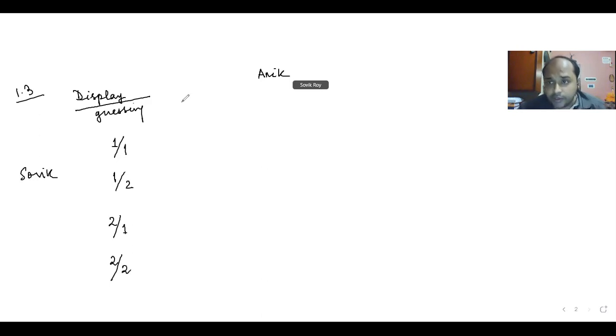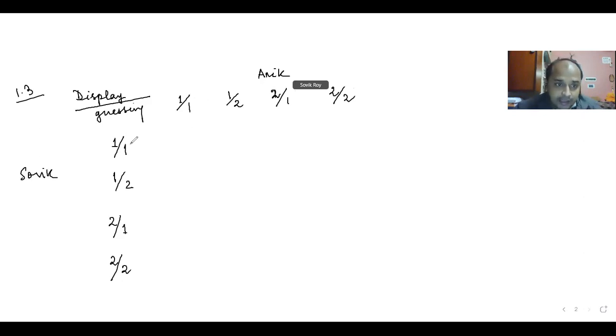Anik is going to do the same thing. The upper one is for his display, and the lower one is for his guessing. And it is given that if both players guess either correctly or incorrectly, the game is a draw. So I am going to show that part only.